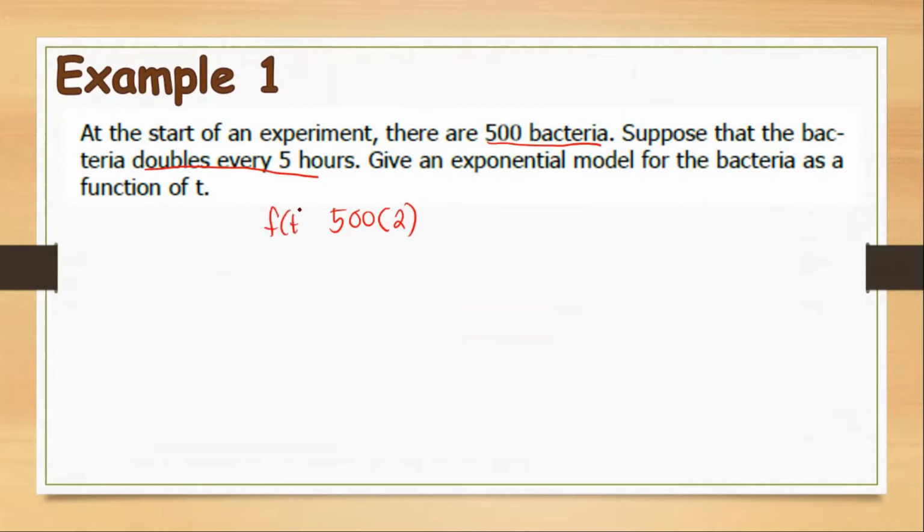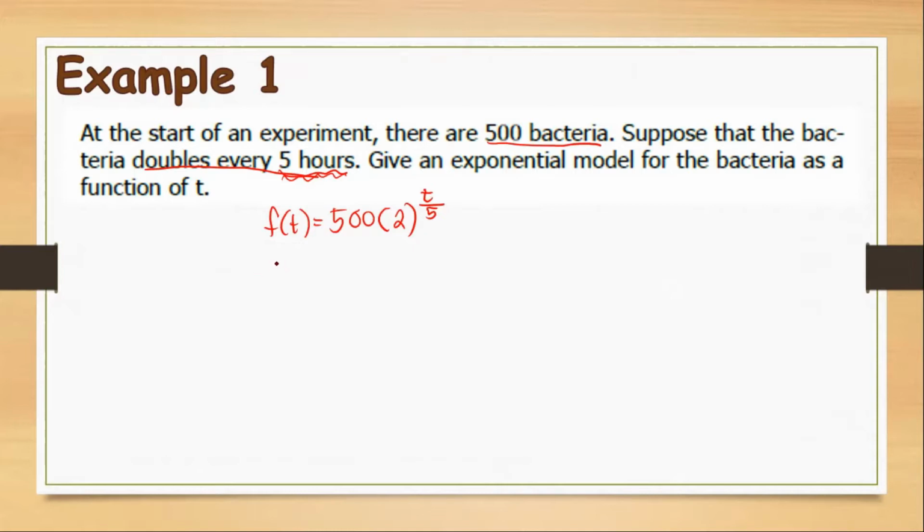So the function of t is equal to 500 times 2^(t/5). Why did I put over 5 there? Or why did I divide t by 5? It's because it doubles every 5 hours. So we cannot just use t as 1, 2, 3, 4, 5, but it only doubles after 5 hours. So we have to divide the time by 5.